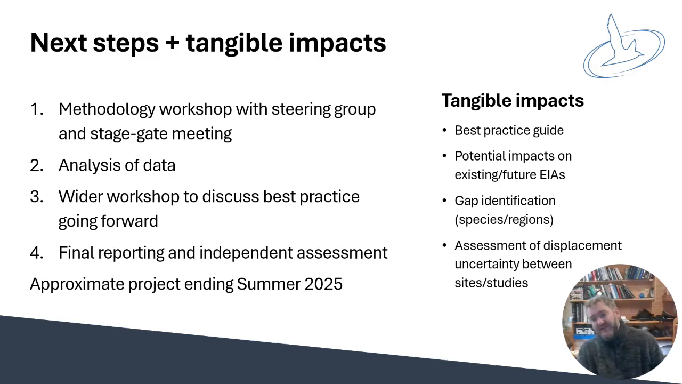So again, just to reiterate, in terms of tangible impacts, what we're looking at is a best practice guide. We're also going to look at the potential impacts on existing and future EIAs as best we can. We're also going to look at identifying gaps in data, such as species and regions, if possible. It's a bit tricky because we don't have access to all the data. However, we can look at it in a broad brush. And we're also going to make an assessment of displacement uncertainty between these sites and studies.